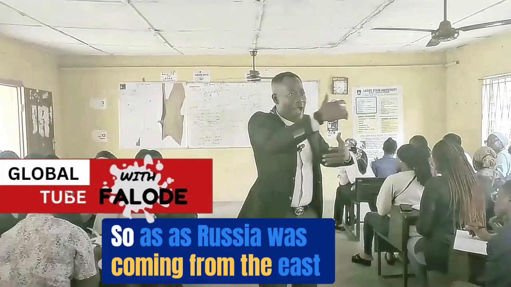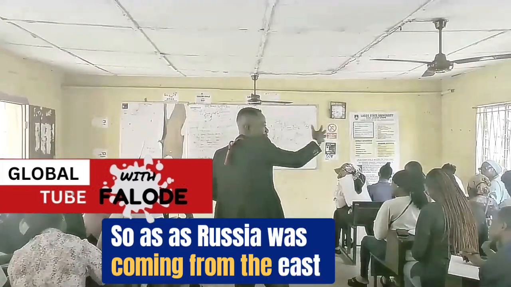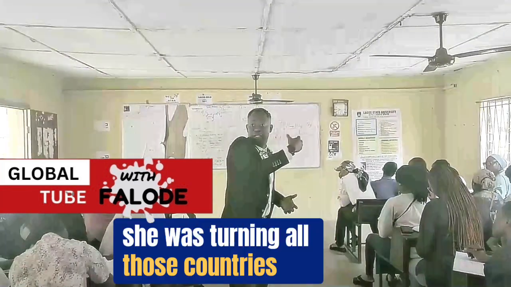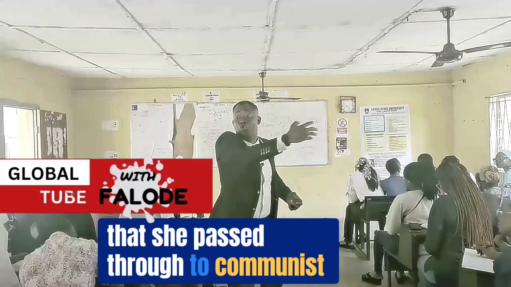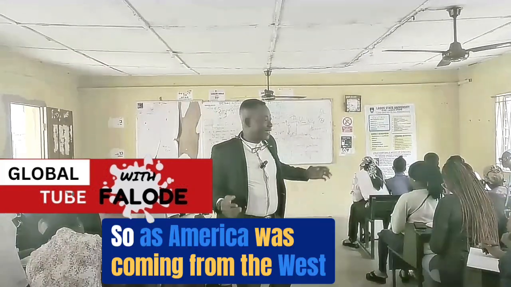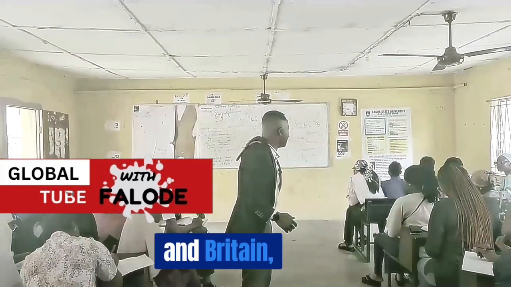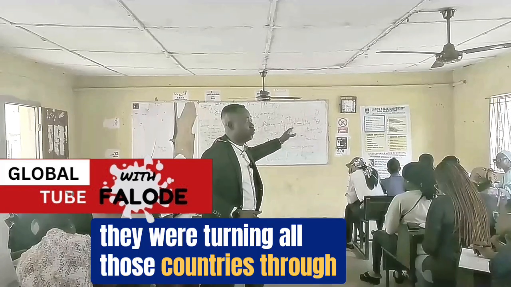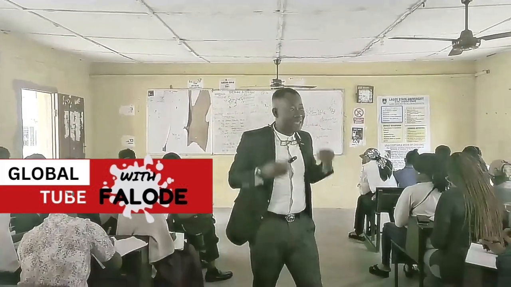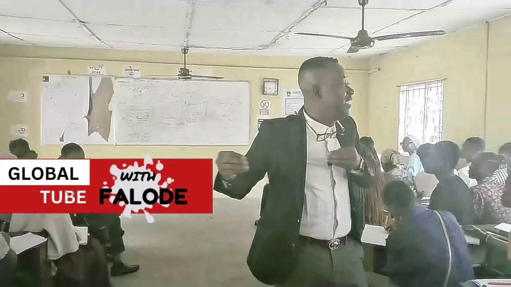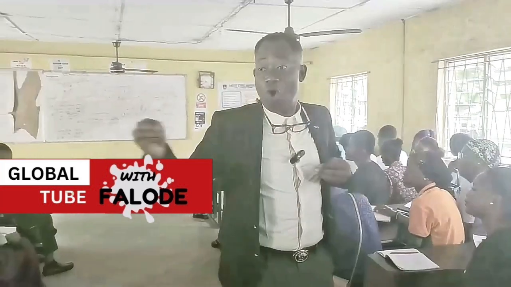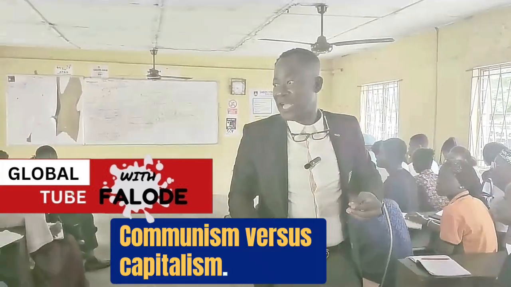Now listen. As Russia was coming from the east, she was turning all those countries that she passed through into communist states. As America was coming from the west, and Britain, they were turning all those countries into capitalist states. That is where you get that title from: East-West conflict. Communism versus capitalism.